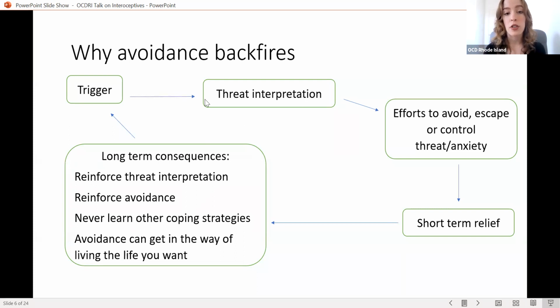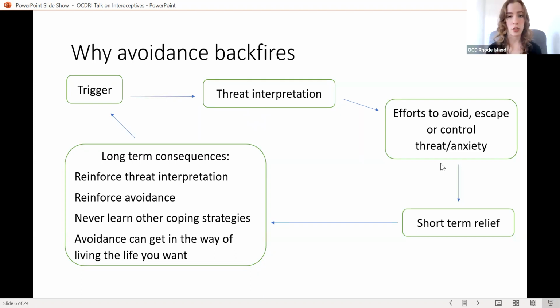And then you interpret that trigger, that thought, as threatening, right? Maybe you say to yourself, oh my God, maybe I didn't lock it. I can't sit with this uncertainty. I can't not know whether the door is locked. This is awful. I hate this feeling. If somebody breaks in and I didn't go back and make sure that my door was locked, then that'll be my fault. I can't handle this. So that's your threat interpretation, which is like, I cannot be with this thought.